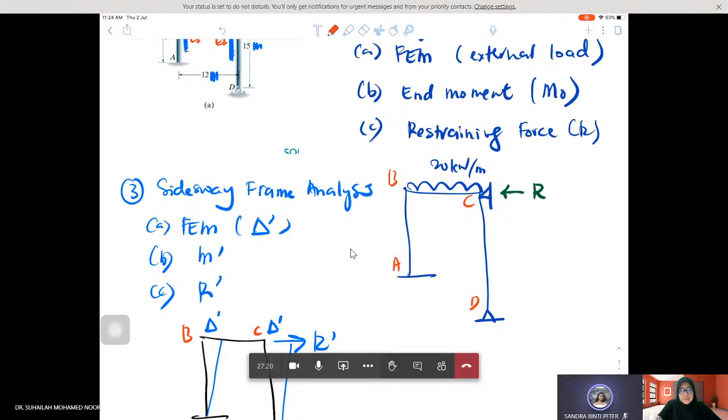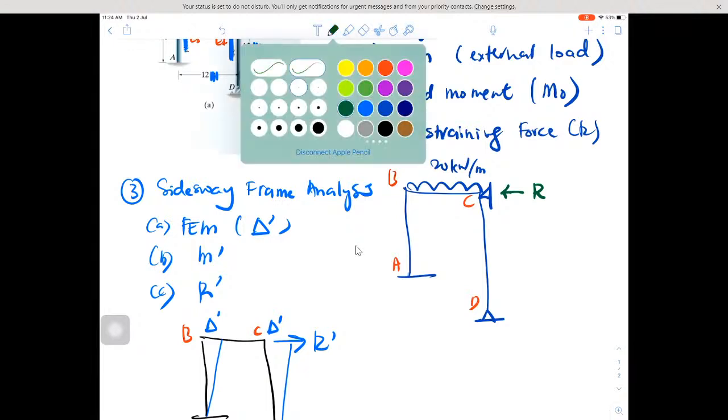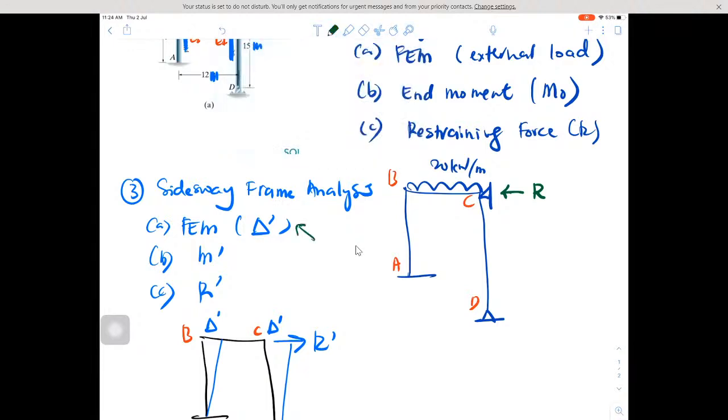Okay, side sway frame analysis. So this is step number 3, side sway frame analysis. The FEM is based on the delta prime. This is the assumption value. After that we will calculate the end moment M prime, and after that R prime. Okay, this is step number 3.